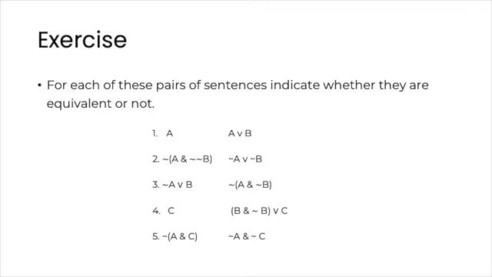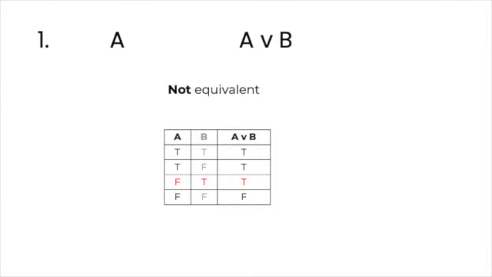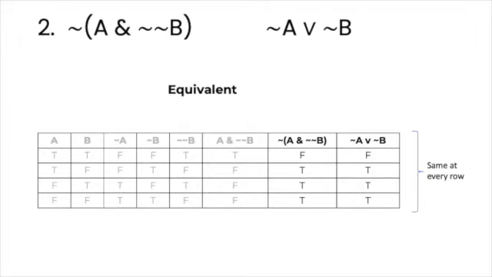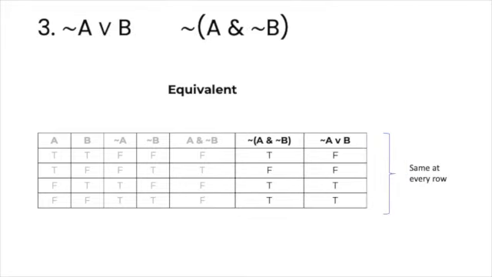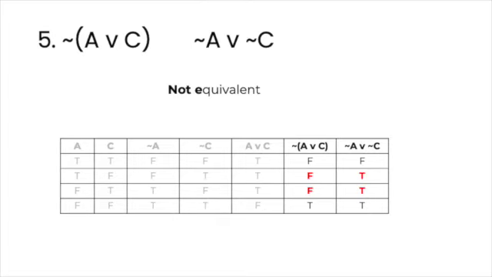Are you ready? Okay. The sentences in the first pair are not equivalent. If you make A false and B true, look at the third row, the first comes out false with the second true. Those in the second pair are equivalent. You can see that they get the same value at every row. The same happens with the third pair and with the fourth one. Last, the fifth pair does not contain equivalent sentences, since, as you can see, rows 2 and 3 get different truth values.